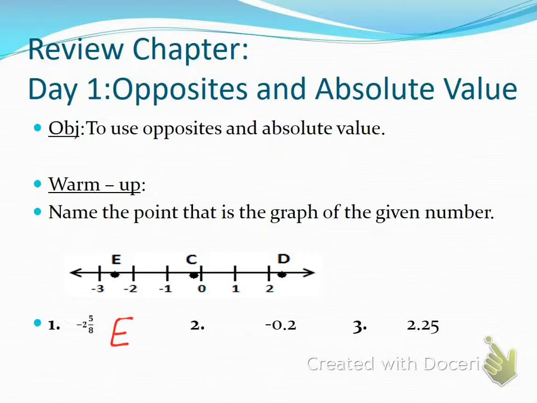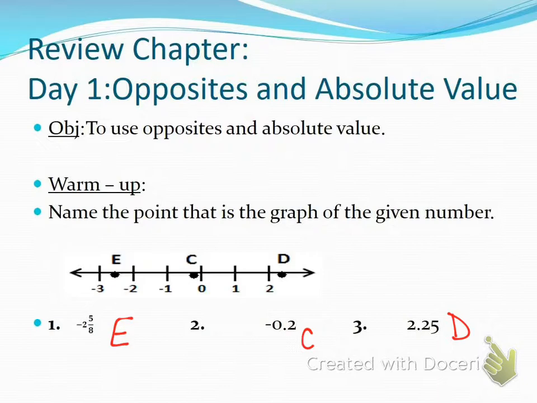Number 2 asks us for the point that is at negative 2/10 or negative 0.2. What point is that? C, good. So it's just barely in the negatives. And number 3 asks us for 2 1/4 or 2.25. Point D. Not very exciting that it goes in order, but they're all there.